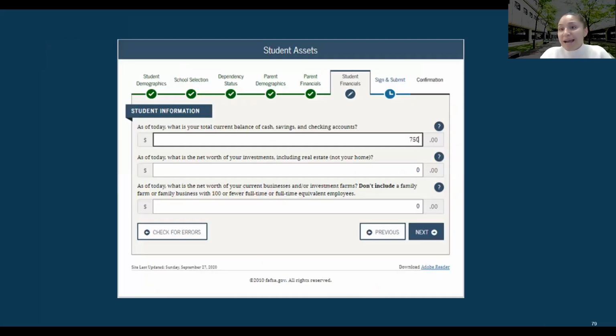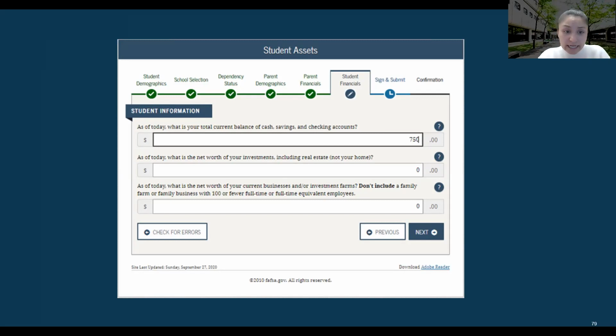We are coming to an end almost. As of today, what is your total current balance of cash, savings, and checking accounts? So as of today, how much do you have in your savings account or checking account and cash? If you have any investments such as real estate, where you have multiple properties, not including the house that you currently live in, you want to make sure to include that here.